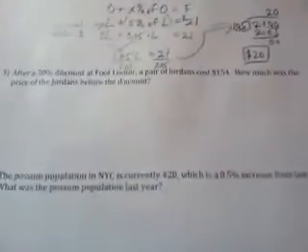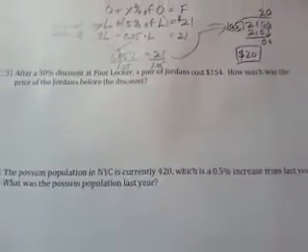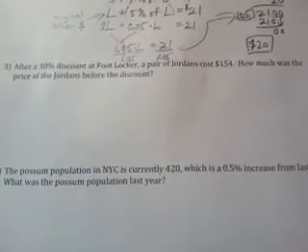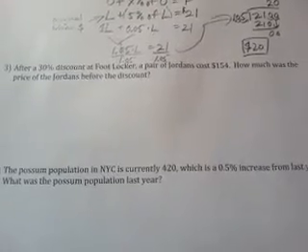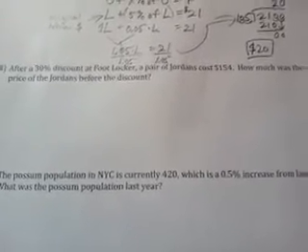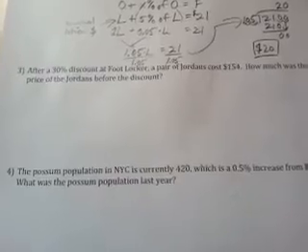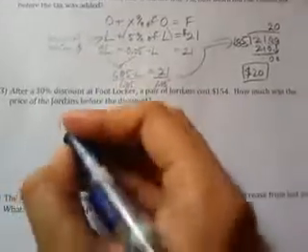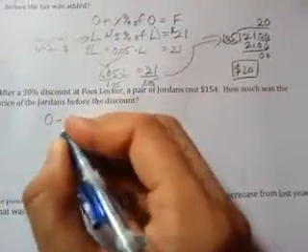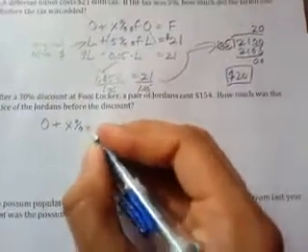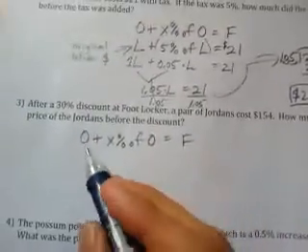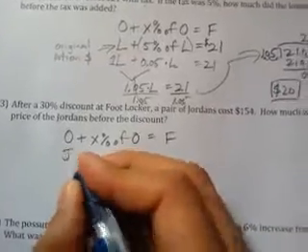Okay, let's move on. And then this one: after a 30% discount at Foot Locker, a pair of Jordans cost $154. How much was the price of the Jordans before the discount? Okay, so again, it says before the discount, so that means I need the original amount. So let's again write original plus X% of original is equal to my final amount.